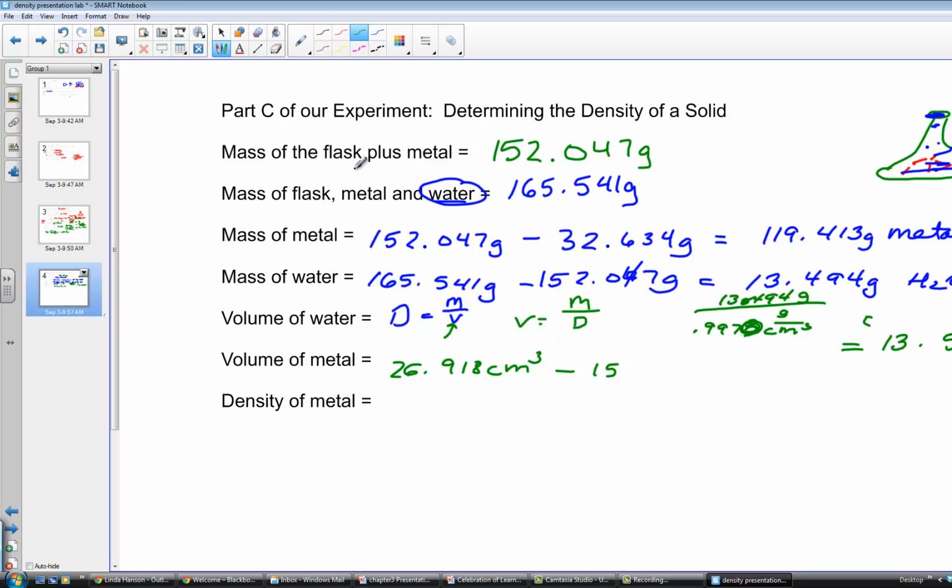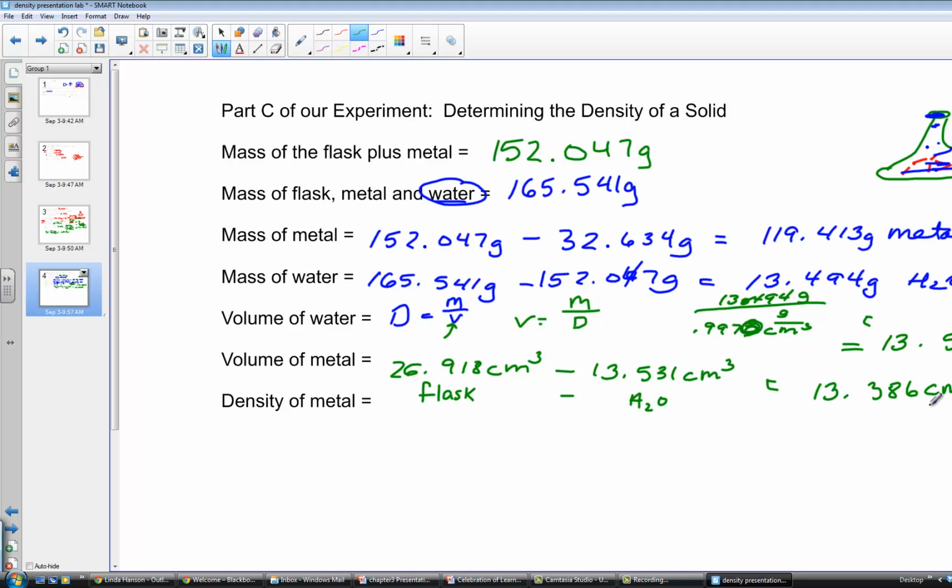Let me erase that. That was 13.531 cubic centimeters. So remind ourselves, this is the flask, the size we determined in the previous slide, minus the volume of the water we just determined, because the water and the metal would be equal to the entire flask. I'm just subtracting those two to see the difference. And that I'm finding to be 13.386 cubic centimeters.